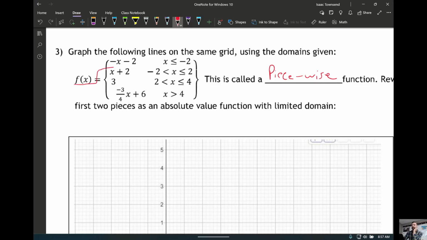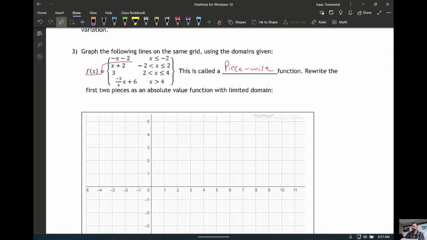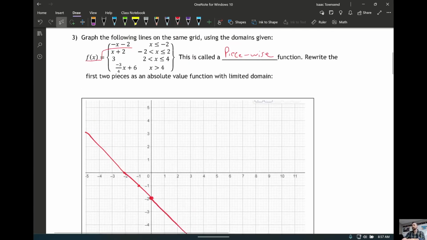So I would graph this line, negative x minus 2. That's an mx plus b. So I know the y-intercept, and I know the slope. But before I'm done with this one, I'm only going to keep this part of the line. Where x is equal to negative 2, that's the closed circle, and less than negative 2. That's the stuff to the left. So I shouldn't have anything to the right of negative 2 for that part of the line.